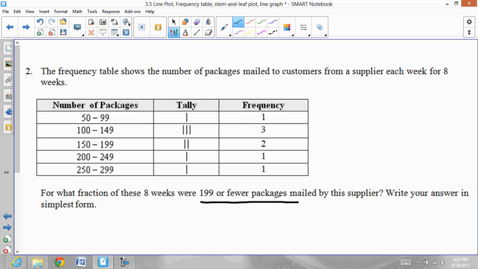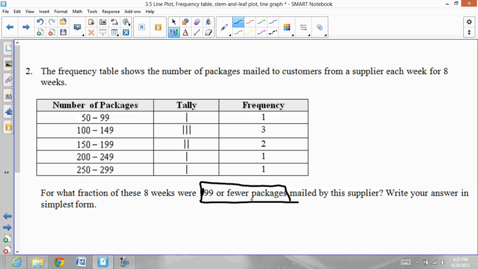So this supplier mailed 50 to 99 packages once. He mailed anywhere from 100 to 149 packages 3 times. He mailed 150 to 199 packages twice, 200 to 249 packages once, 250 to 299 packages once. So the question is asking you for 199 or fewer packages.